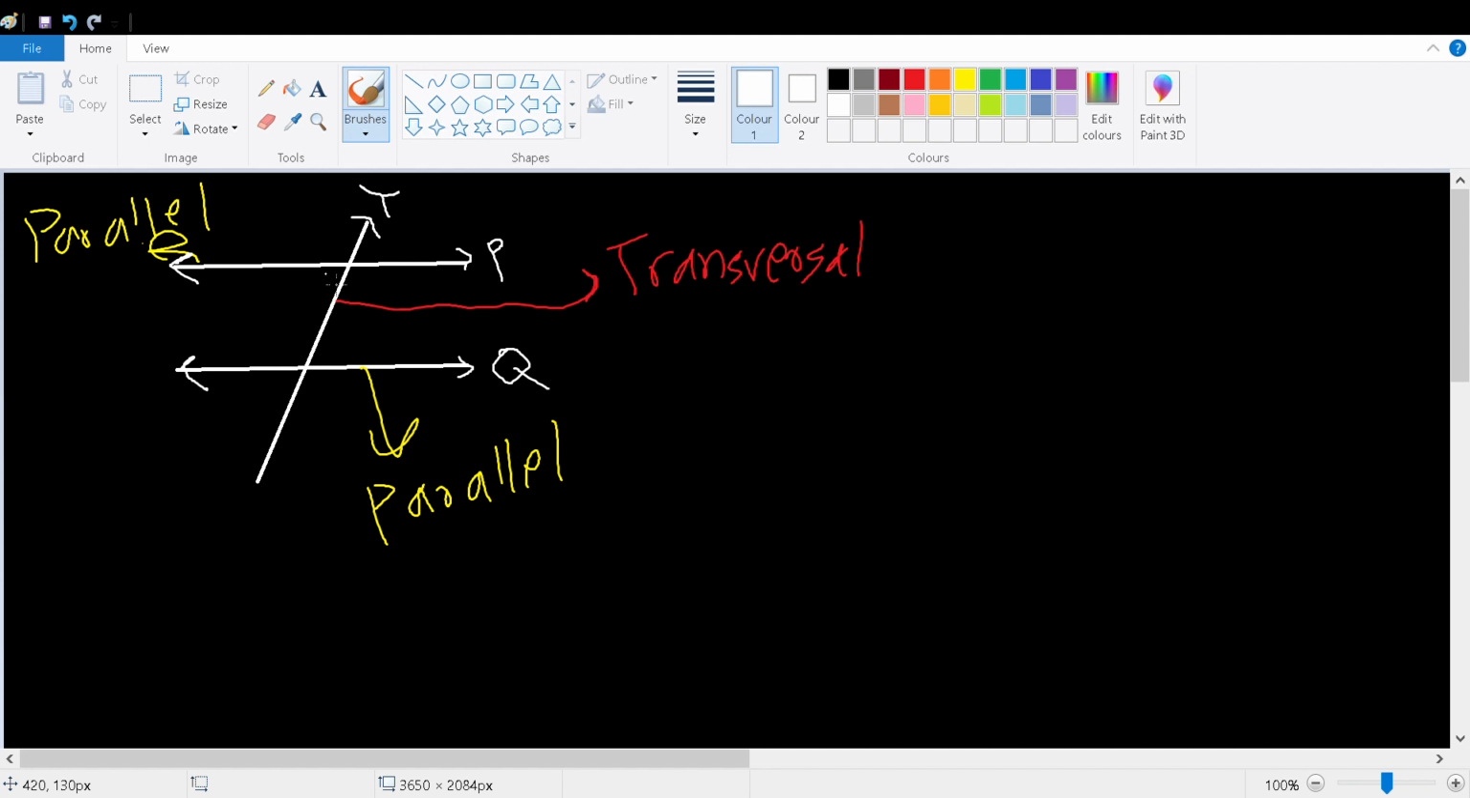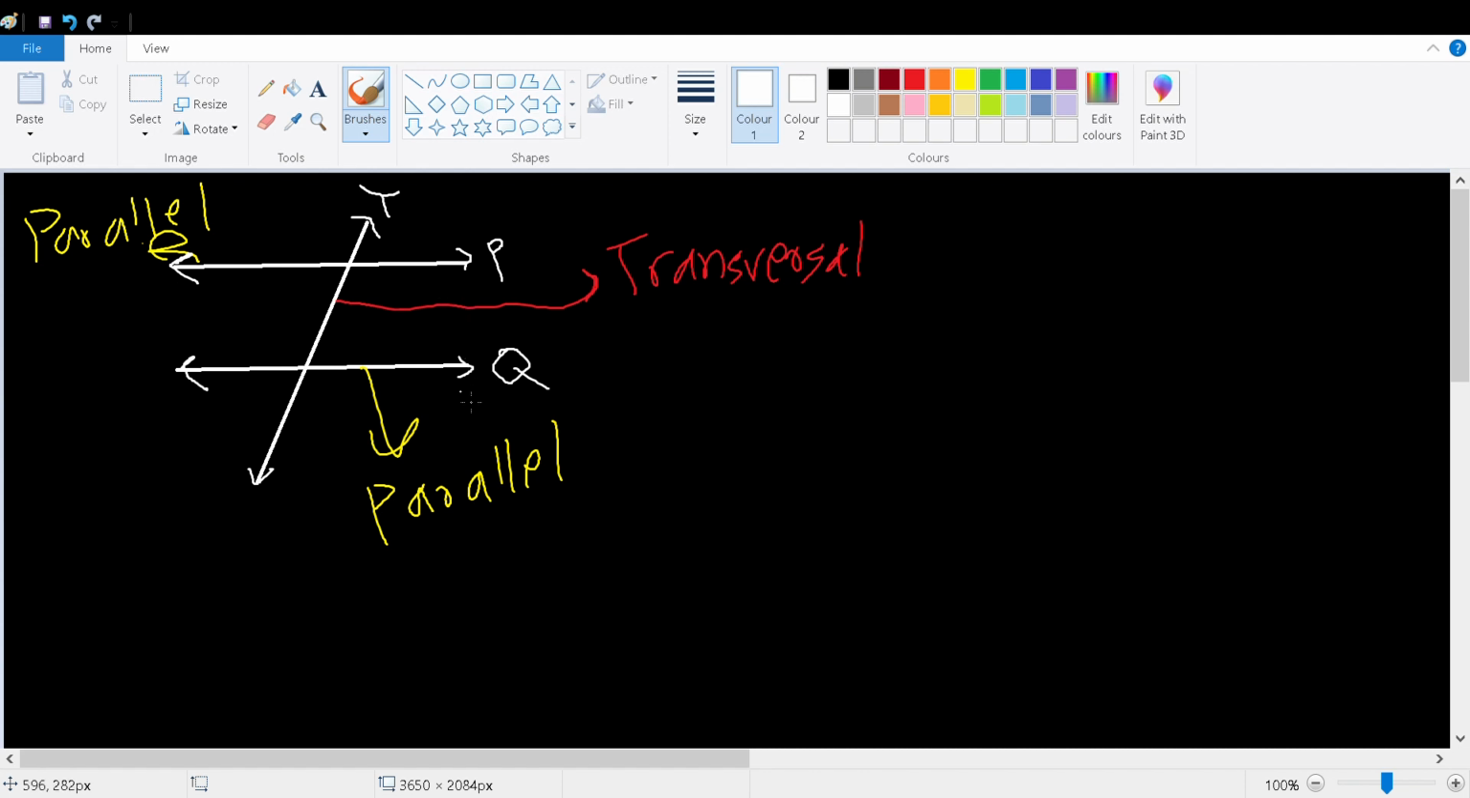Well, as I was saying, a transversal line is a line that intersects two coplanar lines at two different points. Now here, it's a transversal line because it's intersecting two lines. But these two lines are not any type of lines. They're parallel lines. To say it as a short version, parallel lines are lines that will never meet each other. And that's the reason they're straight.